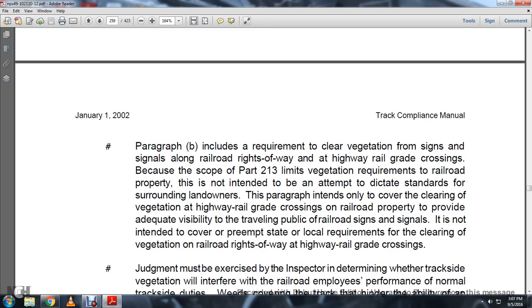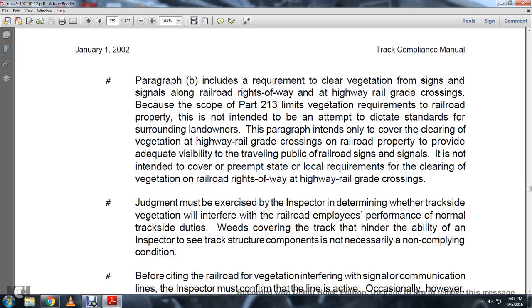Paragraph B includes the requirement to clear vegetation from signs and signals in the railroad right-of-way at the highway-railroad crossing. Because of the scope of Part 213, the vegetation requirement applies to railroad property and is not intended to dictate the standard for surrounding landowners. The paragraph intends only to cover the clearing of vegetation at the highway-railway crossing and on railroad property, to provide adequate visibility of the railroad signs and signals to the traveling public. It is not intended to preempt state and local requirements for clearing vegetation on railroad rights of way and at highway grade crossings.